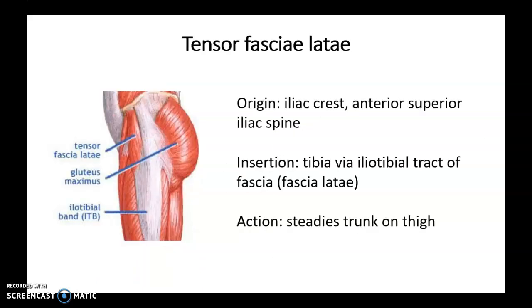Then laterally, we have a muscle called tensor fasciae latae. It originates from the iliac crest and anterior superior iliac spine, and inserts into the tibia via the iliotibial tract. It helps us to keep the trunk steady on the thigh.